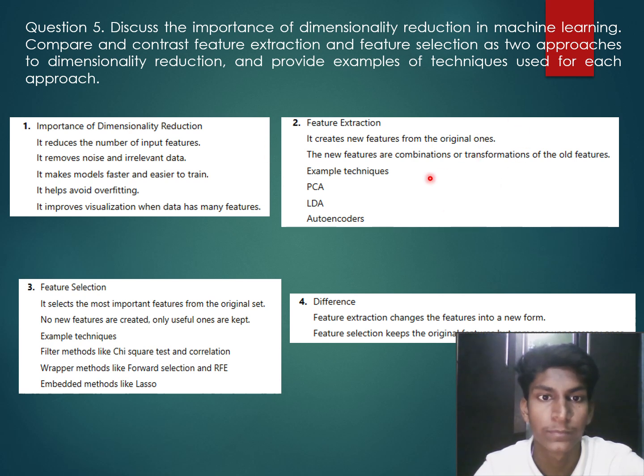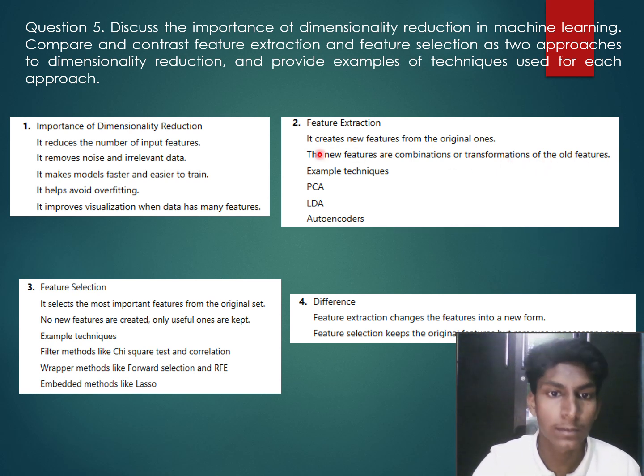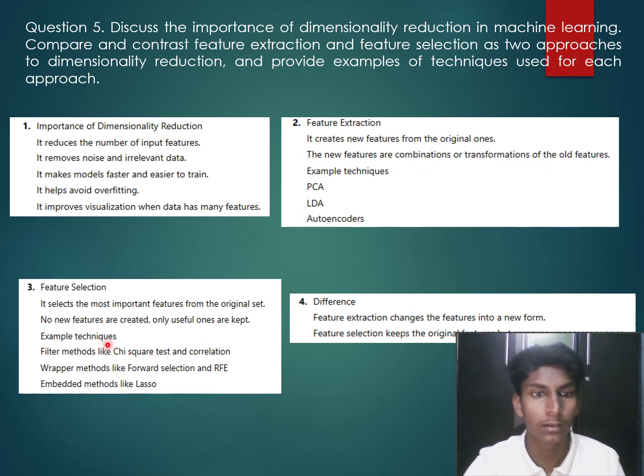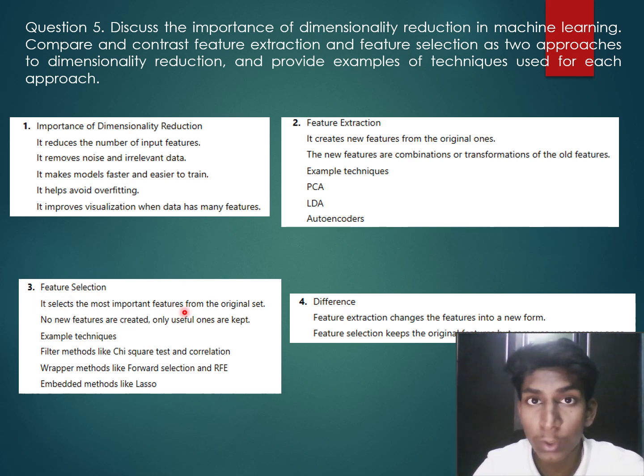Second, feature extraction. It creates new features from the original ones. The new features are combinations and transformations of the old features. Example techniques: PCA, LDA, autoencoders. Third, feature selection. It selects the most important features from the original set. No new features are created, only useful ones are kept. Example techniques are filter methods like chi-square and correlation, wrapper methods like forward selection and RFE, and embedded methods like lasso.